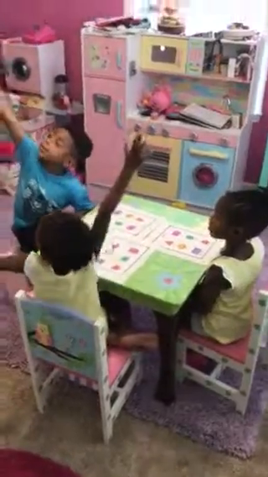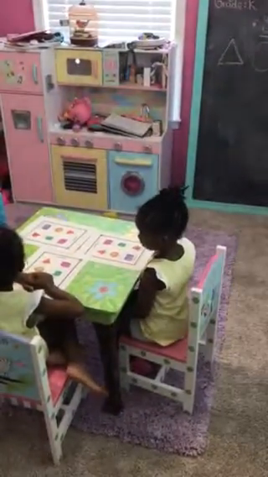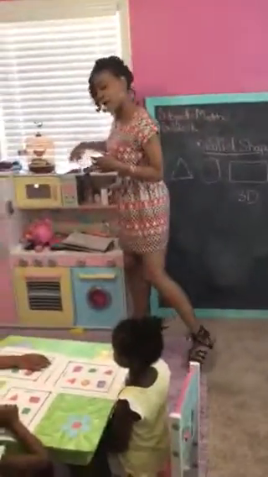Good. What about this one? Reese, what flat shape do you see in that one? It's a square. A square, right? But a cube, it's a popped out version of a square, okay? So very, very good.